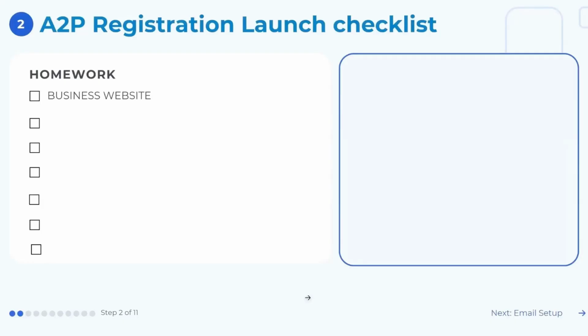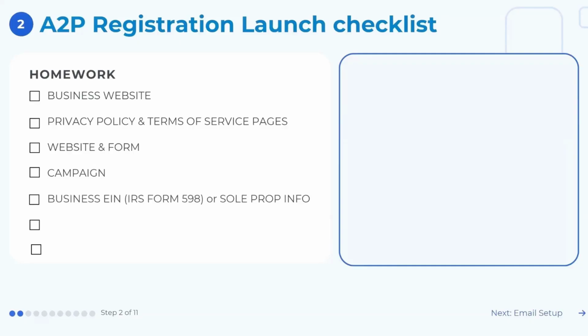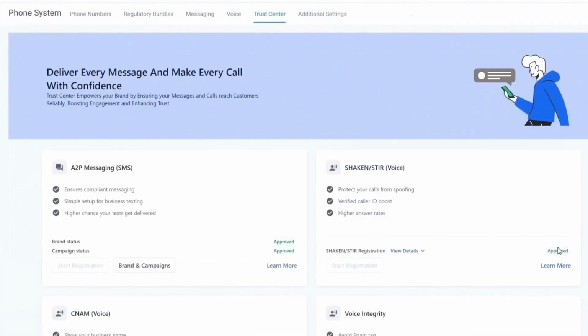We need to make sure that your business website is live. You have a privacy policy and terms of service pages. I'm going to show you what a website and the form should look like. I'm going to give you a quick view of the campaign, making sure that you have your business information and your business contact information, and we want to make sure that you have it all set up so it's all consistent. You're going to need everything ready to go before you get into the Trust Center. So let's take a look at your pre-flight checklist.